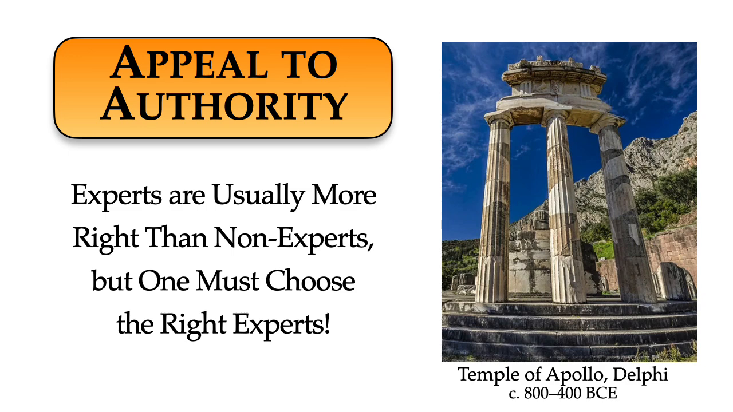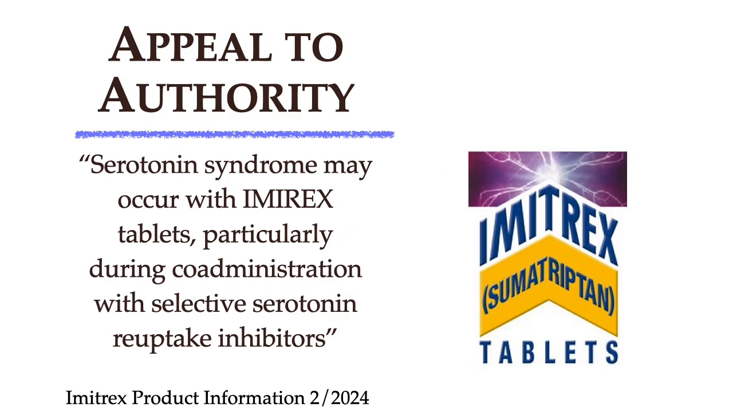Now, experts are usually more right than non-experts, but you have to choose the right experts. This is the key problem here. People can sometimes choose experts who aren't expert at all. Now, we don't have oracles anymore who know everything. Well, I guess maybe AI is the new oracle, but this is the Temple of Apollo in Delphi, in ancient Greece, where the Oracle of Delphi did her thing. She was a priestess who claimed to deliver prophecies from the Greek god Apollo. So if you want to find out what was going to happen in an upcoming battle, you just consult with her.